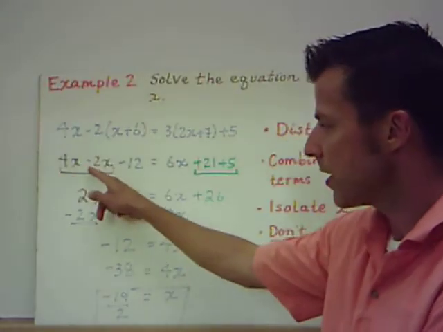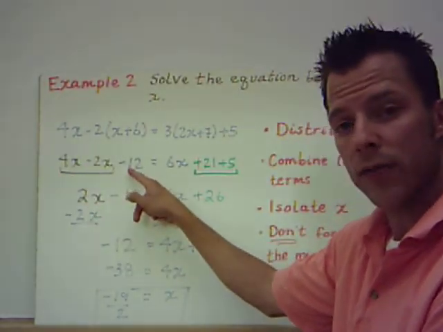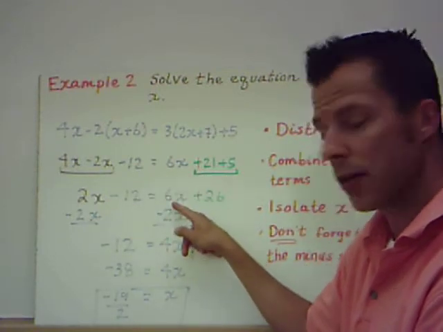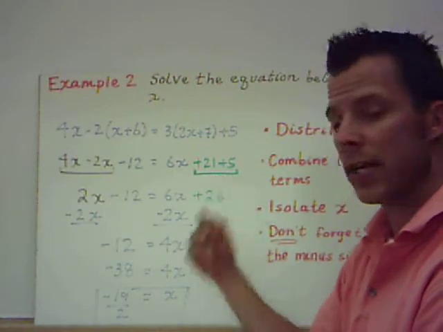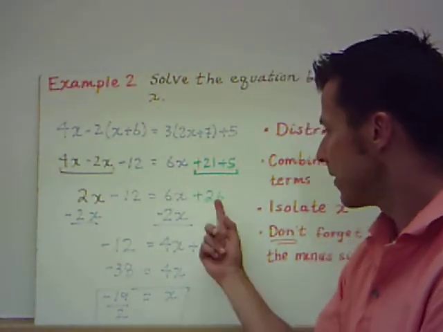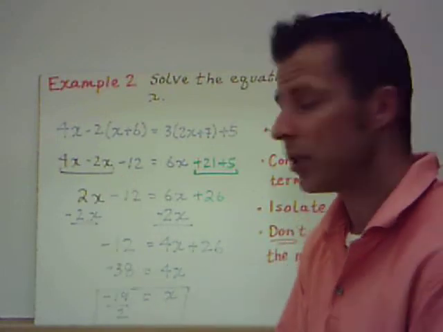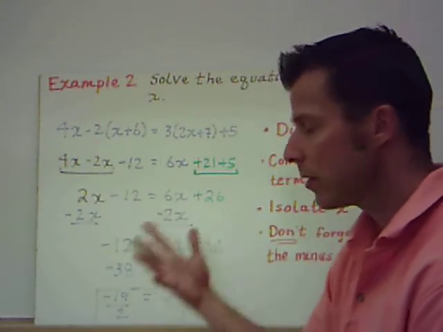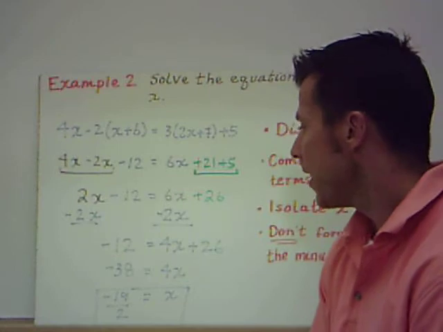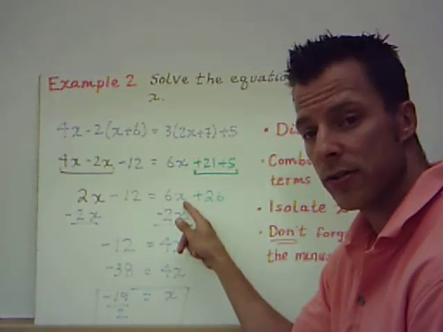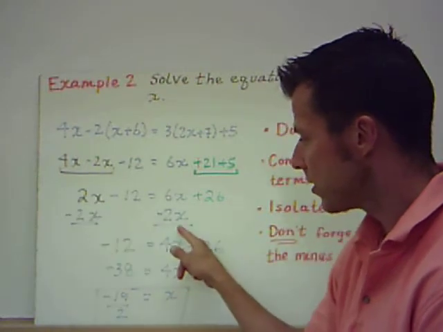Okay, so 4x minus 2x is 2x. The 12 comes along for the ride. So you subtract 12 equals 6x comes along for the ride. And then we combine that 21 and 7. And that gives us 26. So now we're back to what we did in example 1. You have an equation with variables on both sides, and so we work with the smaller x's. You have 2 and 6 x's. So I subtract 2x from each side.